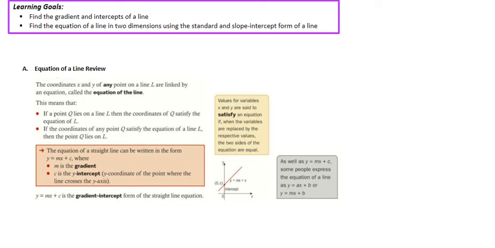Welcome to Unit 4, Lesson 2. So in this lesson, our goals are to find the gradient and intercepts of a line and to find the equation in either standard or slope-intercept form.